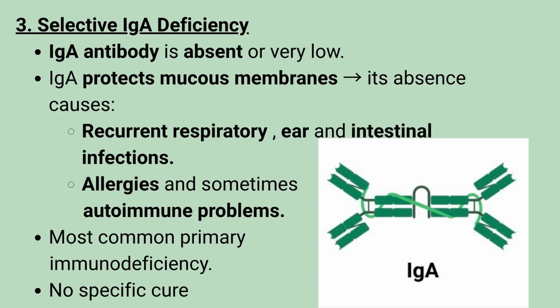Selective IgA deficiency. This is the most common primary immunodeficiency. The body fails to produce immunoglobulin A, that is IgA, which protects the mucous membranes of the respiratory, digestive and genitourinary tract. The symptoms include recurrent respiratory infections like sinusitis and bronchitis, ear infections, diarrhea, and sometimes allergies and autoimmune diseases. There is no specific cure. The infections are treated as they occur.